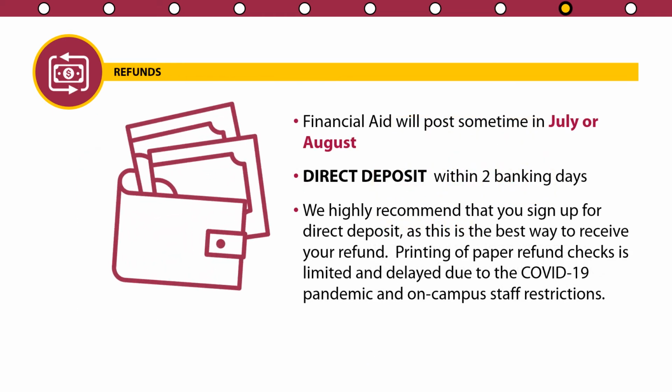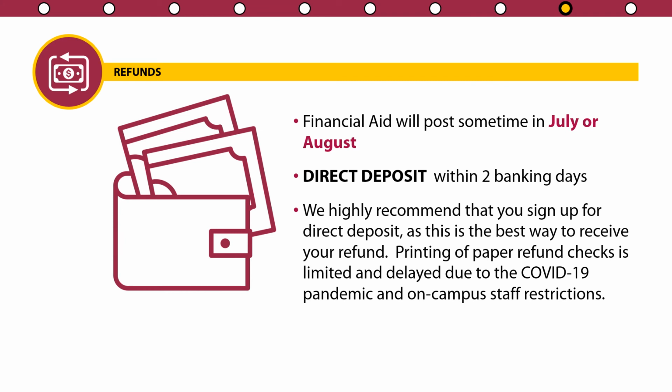Your financial aid is anticipated to post sometime in July or August for the fall semester. You can see your disbursement date in Locus under the Student Center, click on View Financial Aid, then on 2021, then look for View Scheduled Disbursement Date for fall. This will give you the date that the financial aid will be posting to your student account.